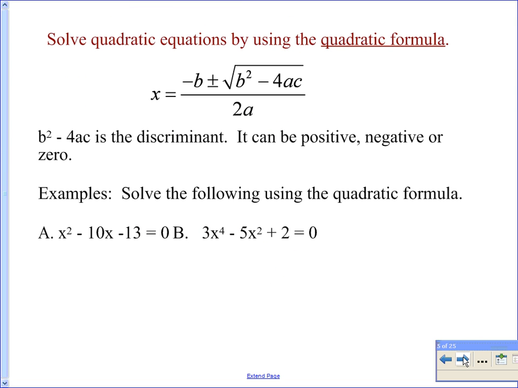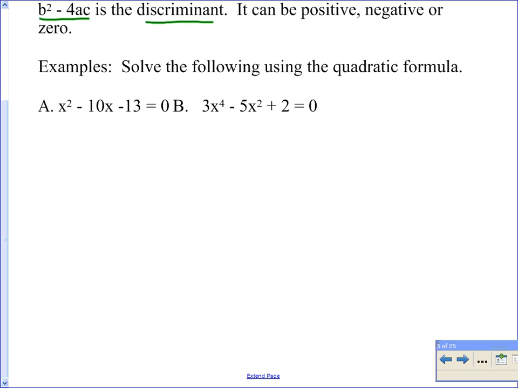And now we're going to solve by using the quadratic formula. So we should all be familiar with the quadratic formula by now, knowing that this part here, the radicand, is the discriminant, and it can be positive or negative or 0. And we'll talk about what that means a little bit later. So I have 2 examples here, and I'm going to solve each one of these using the quadratic formula.